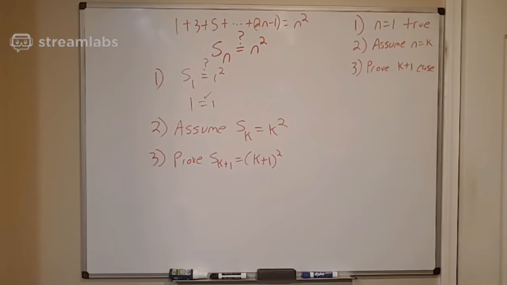Wait, so you just plugged k into n in the equation? For step 2, yes. That's what you're assuming to be true. Step 3, I plugged k plus 1 in. Oh, okay. Wait, why? Because that's the next case. So if k is the case we're currently on, what's the next one? Oh, okay, got you. And like we talked about yesterday, remember, we've proved it true for the first case.